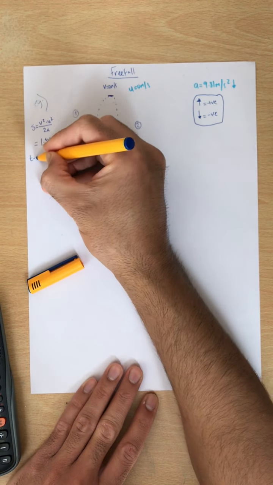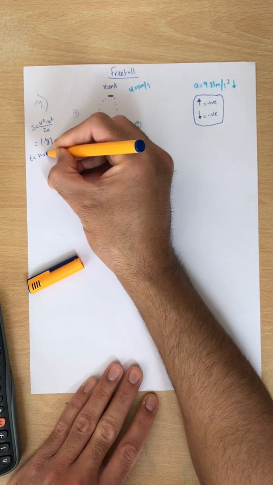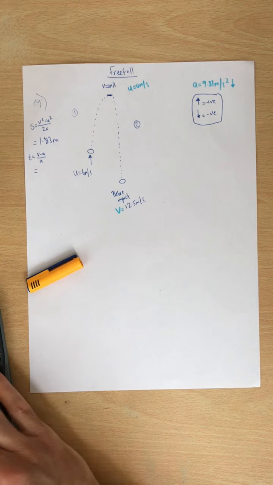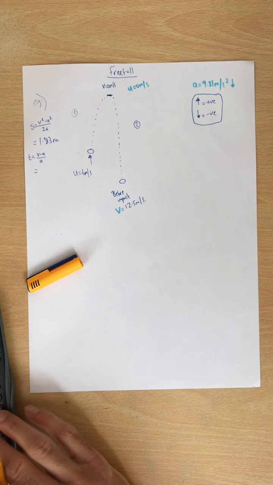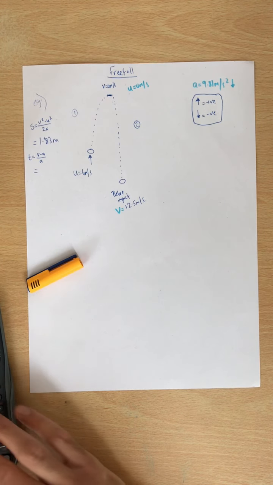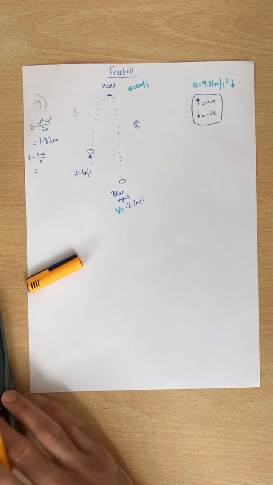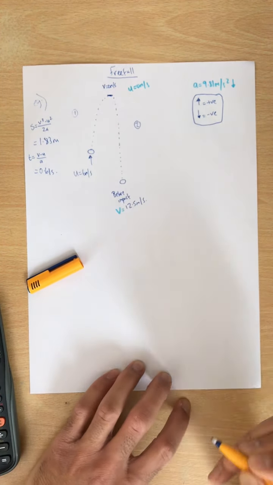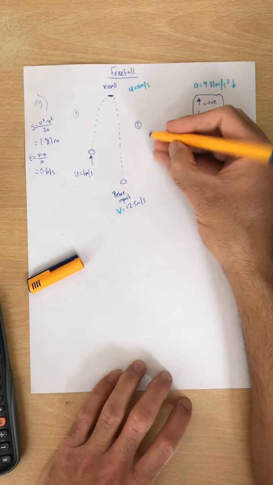t is quite simple now. t is just equal to v minus u over a. So if we put our numbers in this time, v is 0 minus u, which is 6, and then we divide it by minus 9.81, and we get an answer of 0.61 seconds. So that's what we've got for that one. And we do exactly the same for this side as well.